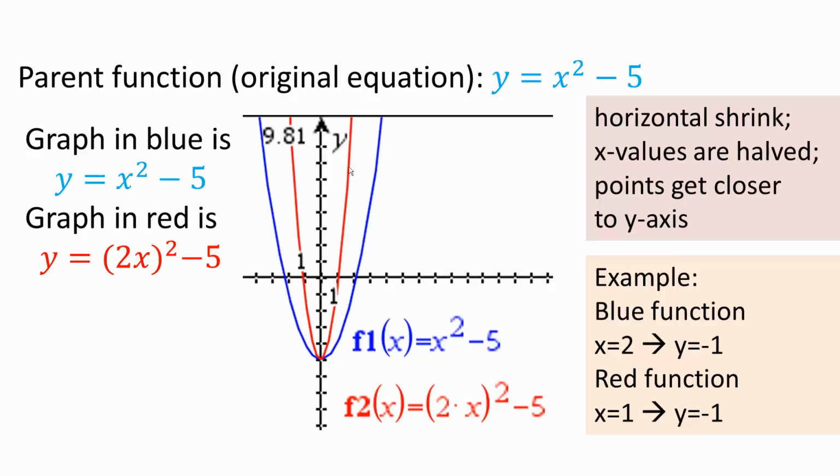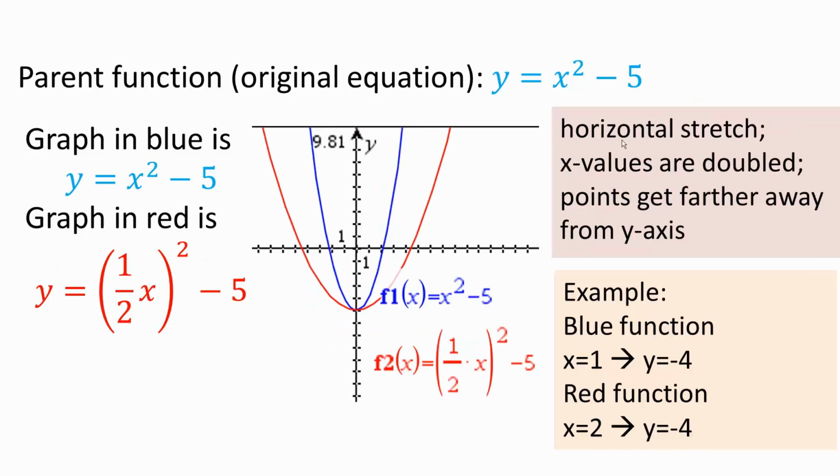And so if you notice for the red function, the x value gets halved, so from 2 to 1, and because of that, the points get closer to the y-axis. So this y-axis here is getting closer. So another case, so we have a horizontal stretch, so the x values are doubled, points get further away from the y-axis. So same parent function.